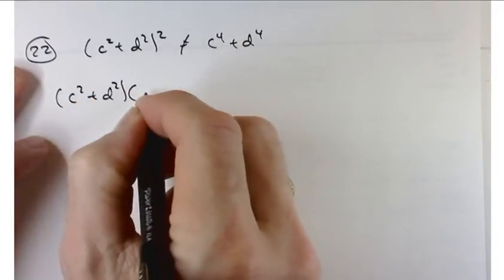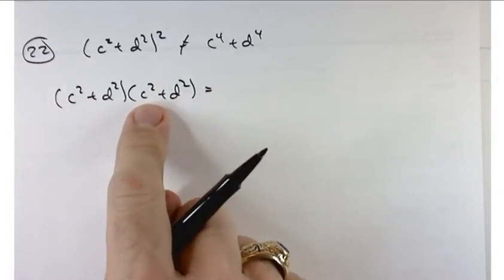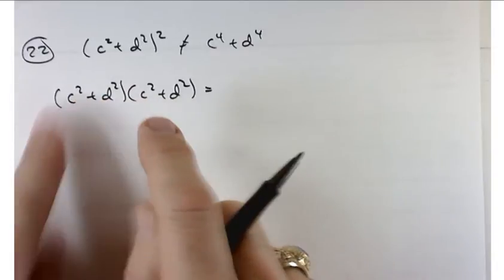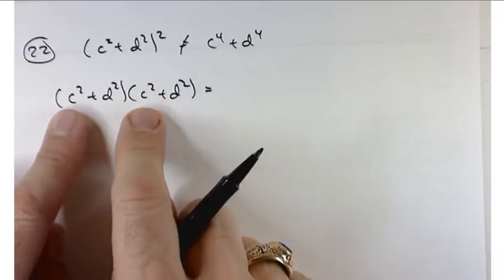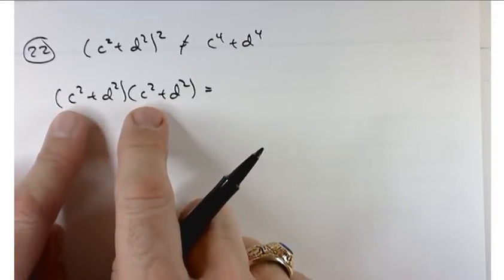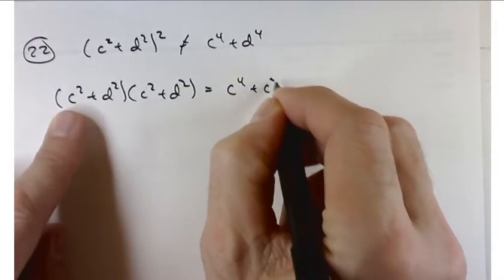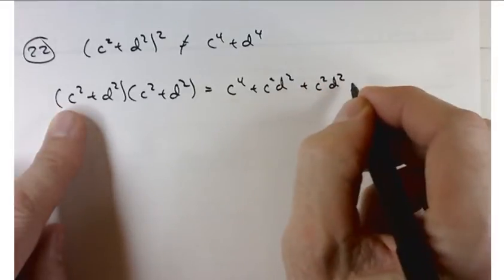C squared plus d squared times c squared plus d squared. This one's kind of a strange coincidence. When you multiply these things together, c squared times c squared, are you going to add the exponents or multiply? Add them. Although if you accidentally multiplied, you get the same thing, right? But that's not always the case. We should know that we're going to add them, so it's going to be c to the fourth plus c squared d squared plus c squared d squared again.